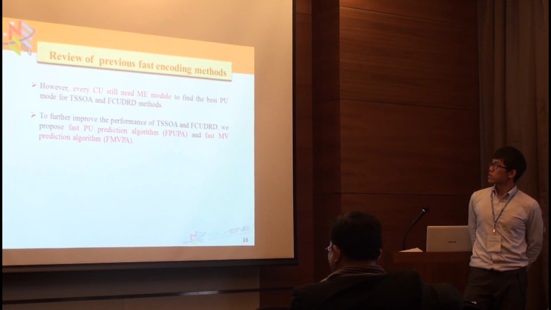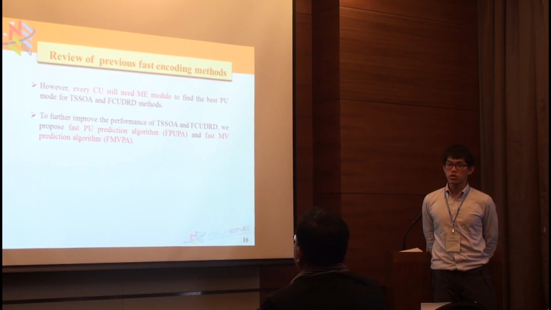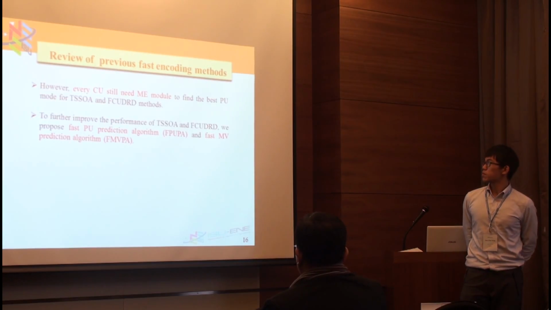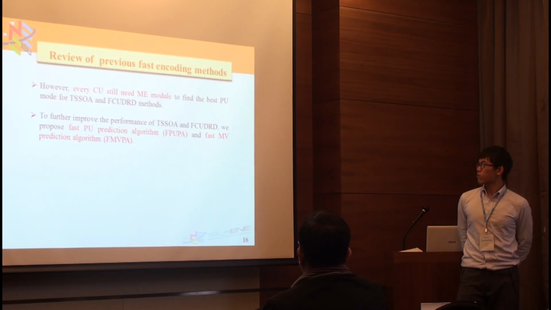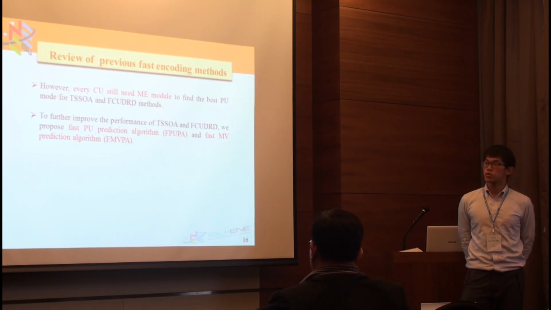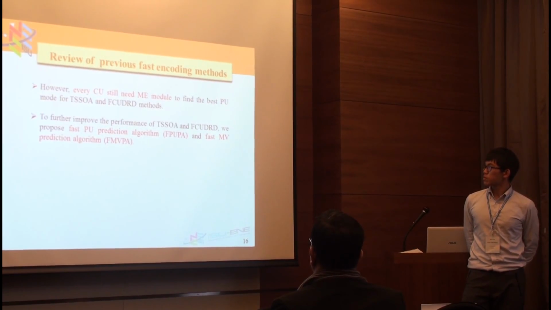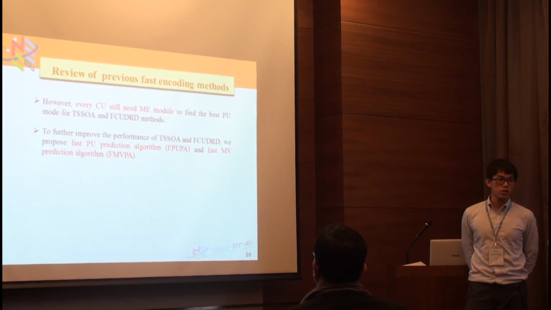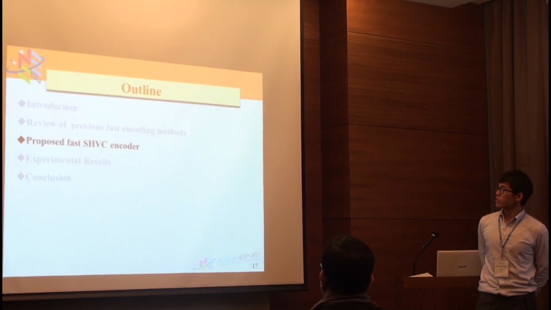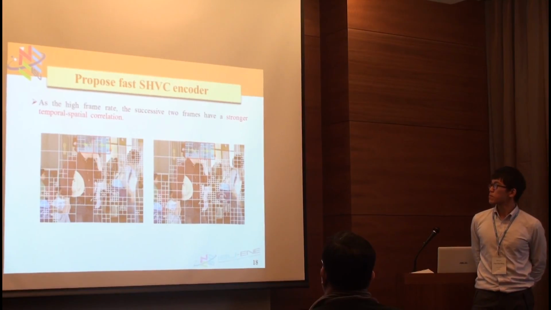However, every CU still needs the ME module to find the best PU mode for the TSSOA and FCU-DRD methods. To further improve the performance of TSSOA and FCU-DRD, we propose a fast PU prediction algorithm called FPUPA and a fast MV prediction algorithm called FMVPA. And third, the proposed fast SHVC encoder.